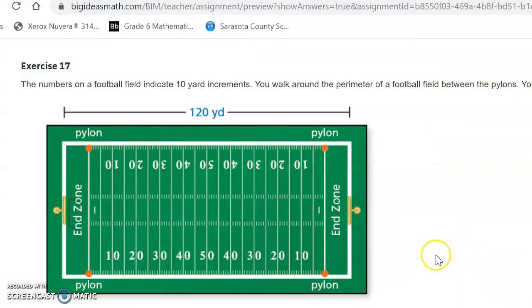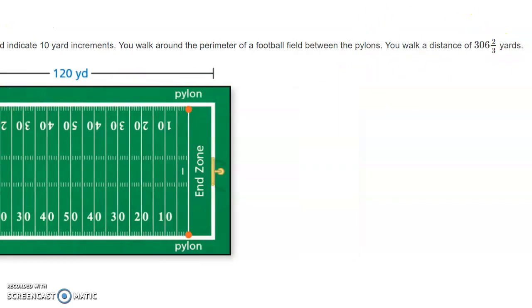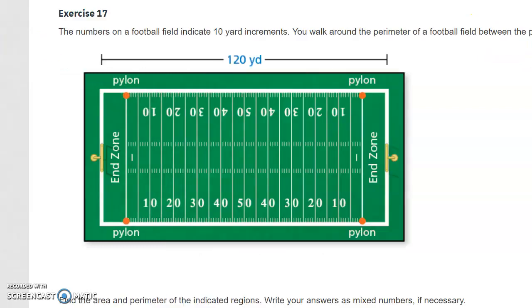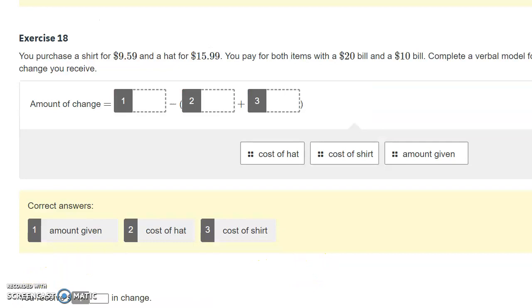Okay, so we're still in big ideas, and we're on exercise number 17. It says this: the numbers on a football field indicate 10-yard increments. So we have 10, 20, 30. You walk around the perimeter, the outside edges of the football field between the pylons. You walk a distance of 306 and 2/3 yards. Find the area and the perimeter of the indicated regions. Write your answer as a mixed number if necessary.